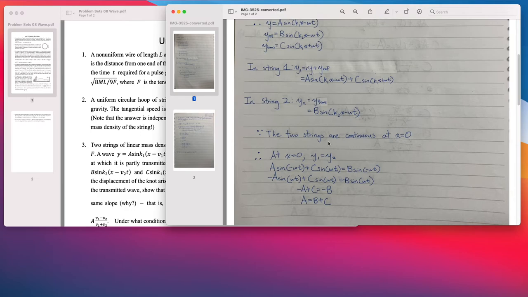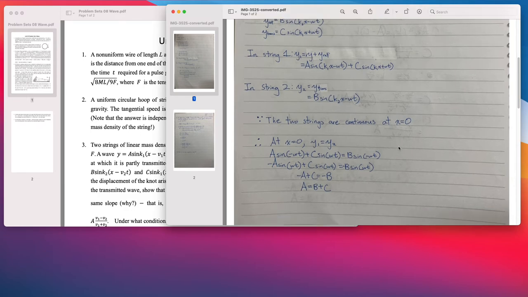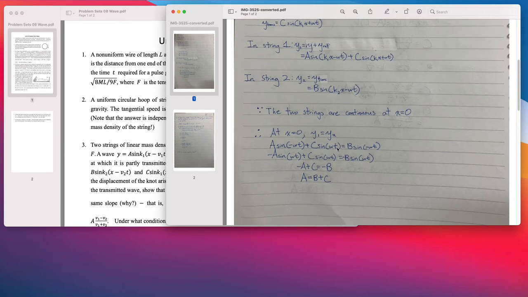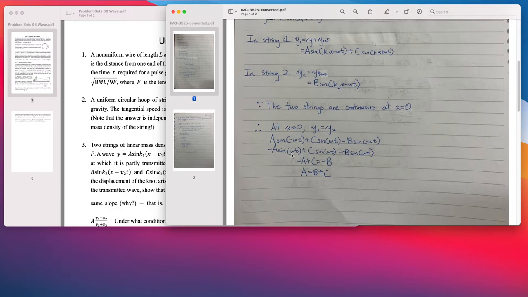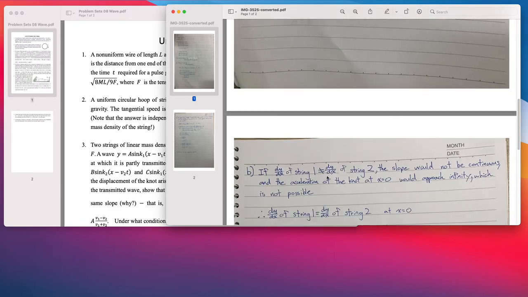Because the two strings are continuous at x is equal to 0, at x is equal to 0 the wave in string 1 is equal to the wave in string 2. And after simplifying the expression and canceling out sine omega t, we get A is equal to B plus C.